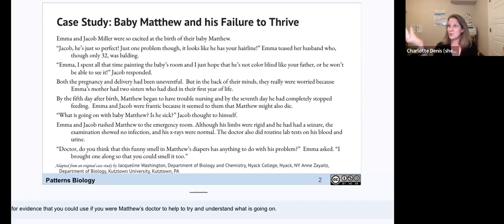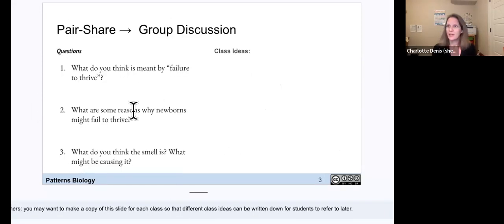So I have students read this scenario. We read it out loud in the class. We do popcorn reading, but there are lots of other reading techniques that you might choose to do. And then from there, I have students think in their groups about what is meant by this idea of failure to thrive, because that is actually a real medical terminology, right?